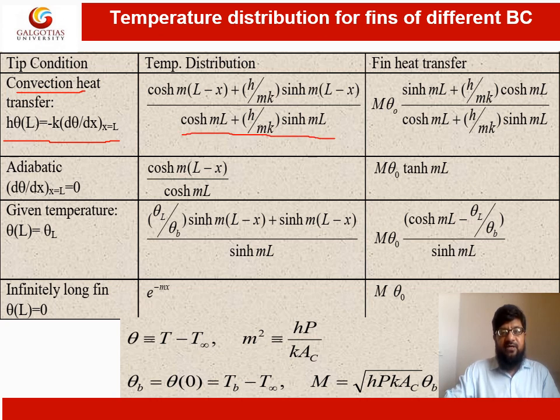So this will be the temperature distribution formula, and this will be the fin heat transfer quantity. If the tip is adiabatic or insulated, we will get these results for the temperature distribution and fin heat transfer. Similar is the case with other boundary conditions. So we have to memorize all of these results, or we can derive them.